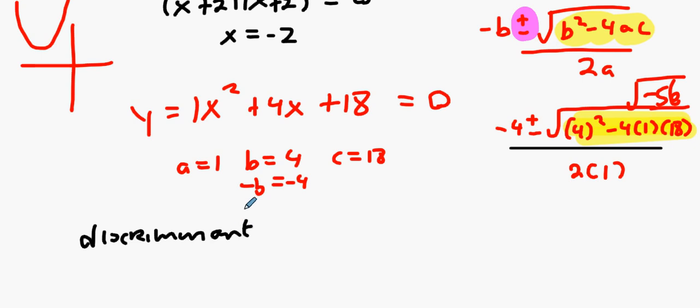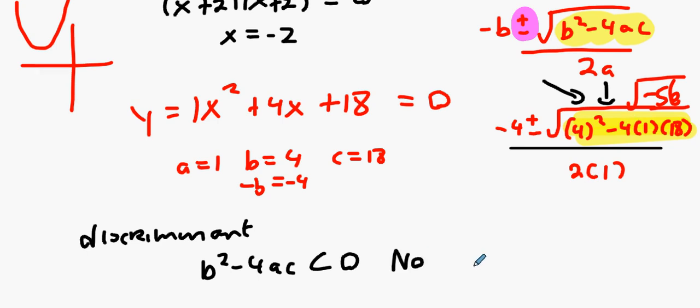Alright? So, what happens when b squared minus 4ac is smaller than 0? What happens when it's negative? What just happened a second ago when it was negative? You couldn't get an answer, could you? And what does that answer mean? It has no real roots. Everybody cool with that?